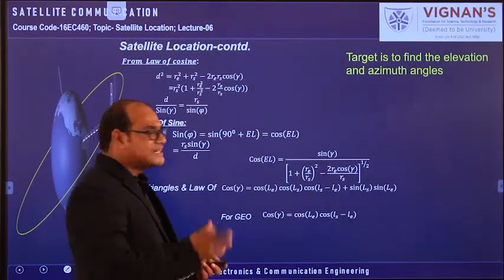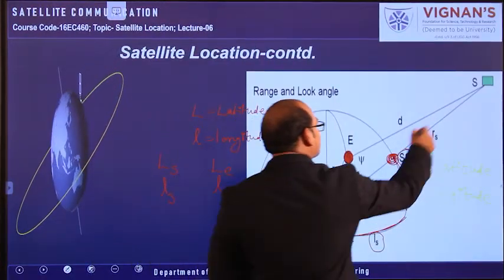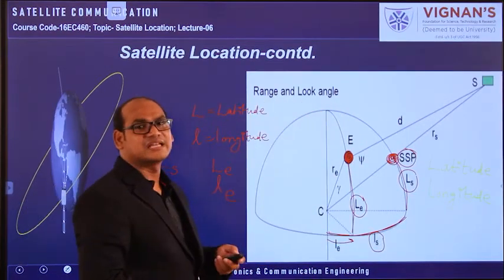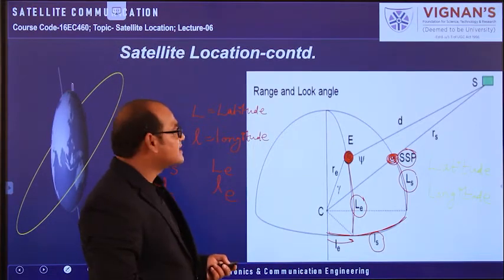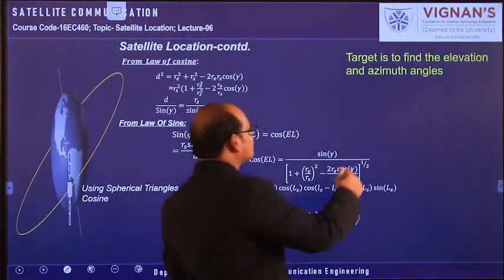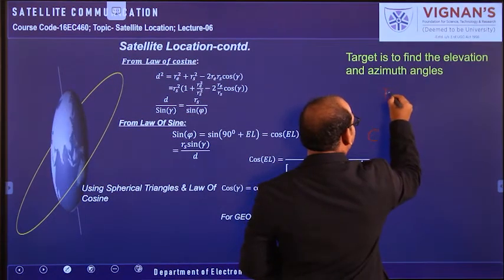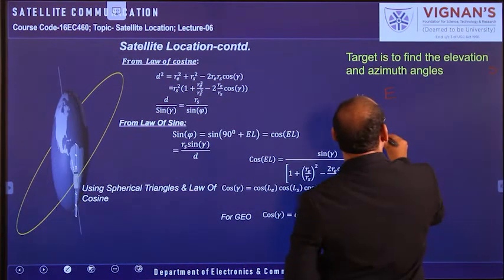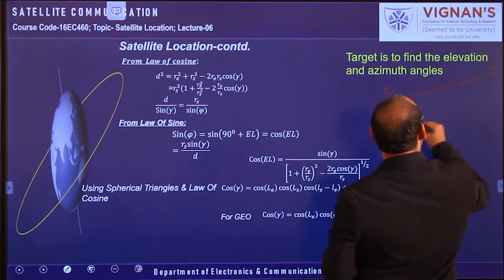Now from this triangle, we will do some mathematical equations, and our intention is to calculate the azimuthal angle and elevation angle. So CES, this is the triangle we are considering here. I will draw it: this is the center of the earth, this is the earth station, and the satellite is available here. So this is the triangle I am considering.